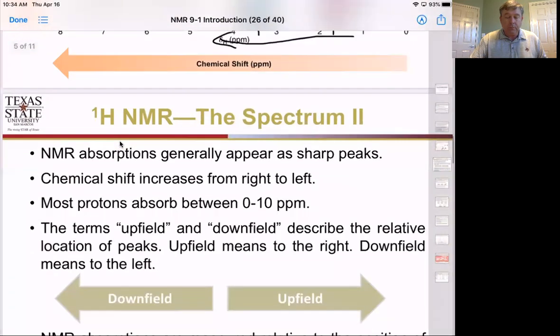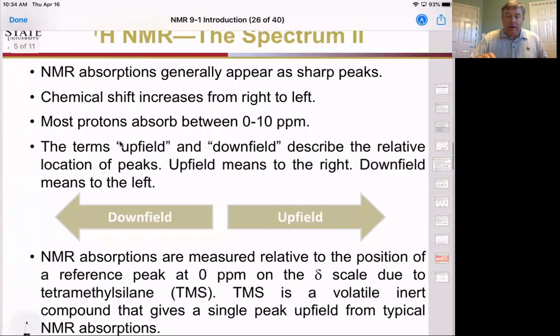In proton NMR, the NMR absorptions generally appear as sharp peaks. Occasionally they don't, if there's something like hydrogen bonding involved. The chemical shift increases from right to left. So we start at 0 and we move up, downfield. The term upfield means closer to 0. The term downfield means further away from 0. Those are just relative terms that you can use when describing 2 peaks.